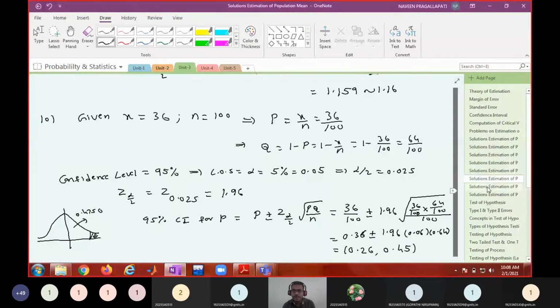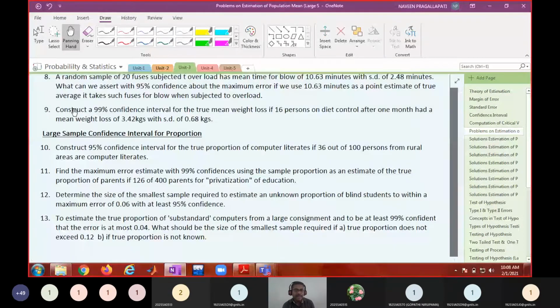Now go through the next problem. Find the maximum error estimate with 99% confidence using the sample proportion as the estimate of the true proportion of parents, if 126 out of 400 parents are for privatization of education. The situation may be different, but the story will be the same. The screenplay will be different.